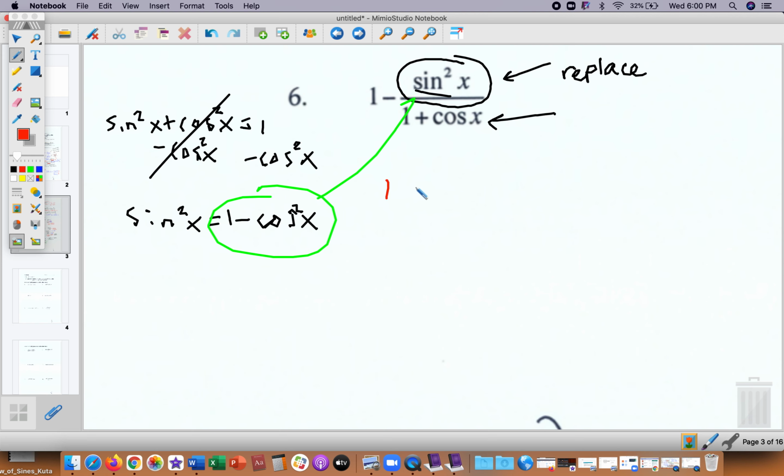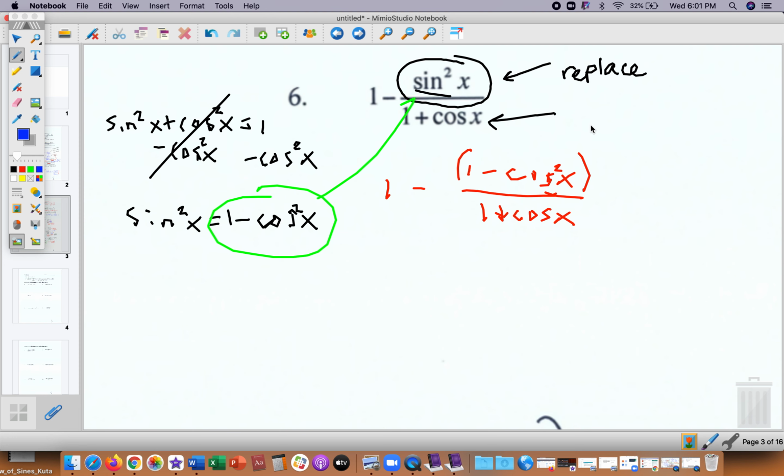So now we have 1 minus, we're working with our fraction. In the numerator, we're replacing sine squared x with 1 minus cos squared x. In the denominator, we have 1 plus cos x. This pen, those of you watching, is writing like this, and I'm trying to write as neat as possible.